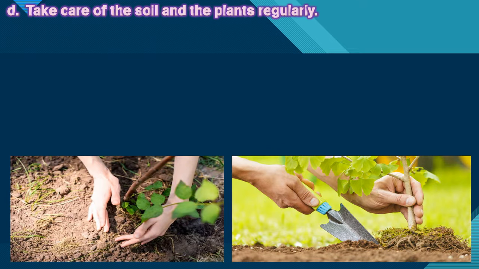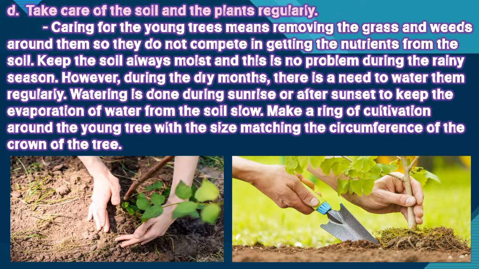D. Take care of the soil and the plants regularly. Caring for the young trees means removing the grass and weeds around them so they do not compete in getting the nutrients from the soil. Keep the soil always moist, and this is no problem during the rainy season. However, during the dry months, there is a need to water them regularly. Watering is done during sunrise or after sunset to keep the evaporation of water from the soil slow. Make a ring of cultivation around the young tree with the size matching the circumference of the crown of the tree.